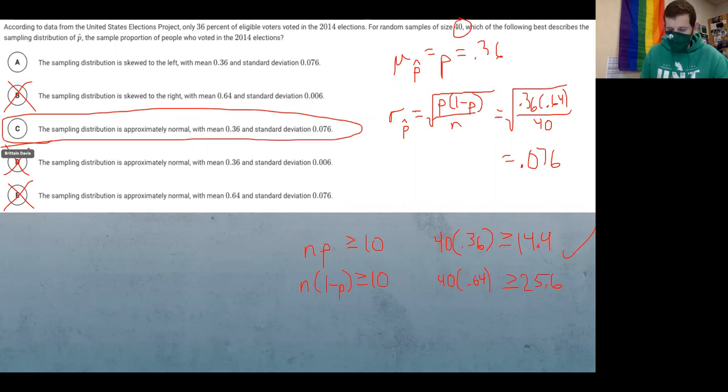If we did not meet it one way or the other, then we could decide if it's going to be skewed. Now, I will tell you with proportions, if you have a sample mean of 0.36 and it's skewed, here's 0, here's 1. If it's skewed, it has to be skewed to the right. It's always going to skew toward the opposite end. So it would skew toward 1, not toward 0, because here's the 50% mark.